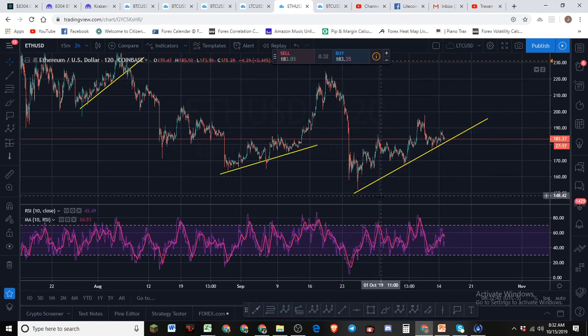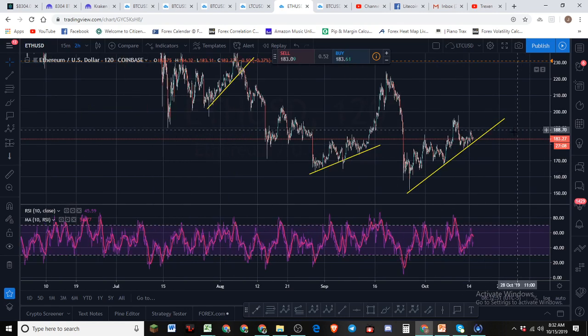But this isn't an impulse wave to me. That is not impulsive. That is corrective. So looks like we got one more push. But who knows?